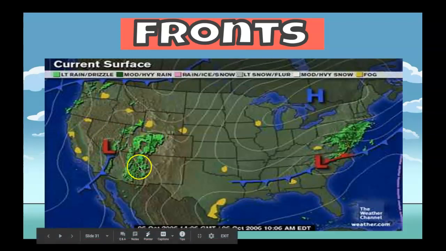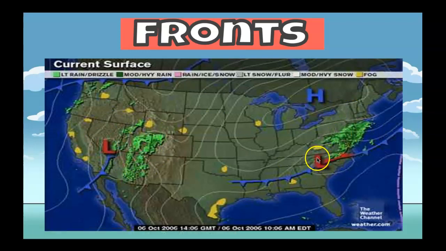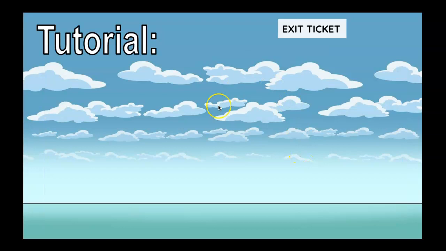So notice right here around the low pressure and cold front we're seeing storms. Same thing for low pressure right here, and then these storms over here by your cold front that just came through, okay? So that is it for today.